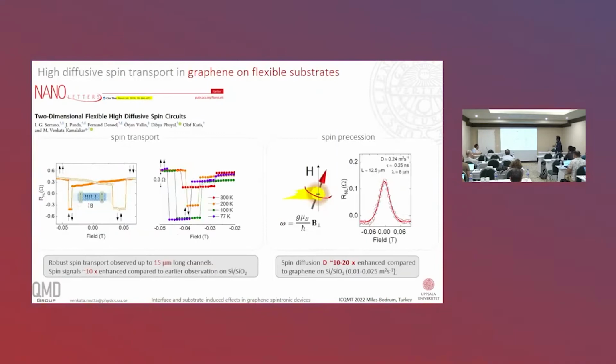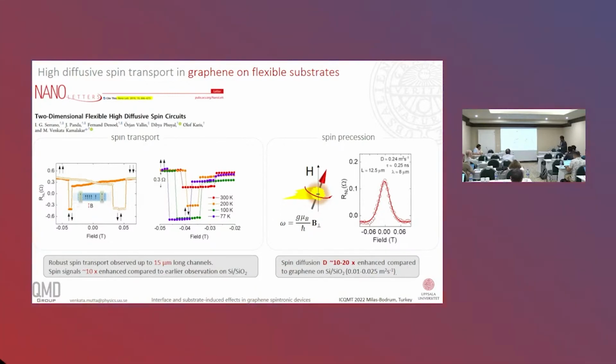At the same time, it's also highly diffusive, which could happen only when the carriers have high electron mobility. You can see that at different temperatures we could observe clearly the spin transport in these different devices. But then we could also observe a spin precession that yields a diffusion constant which is unusually high compared to our devices that we make on normal silicon dioxide substrate.